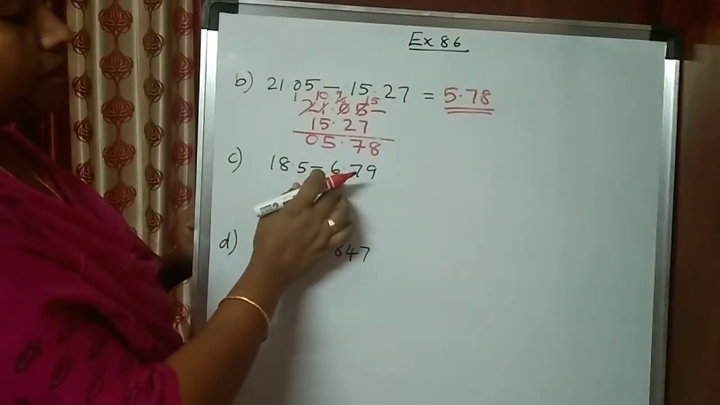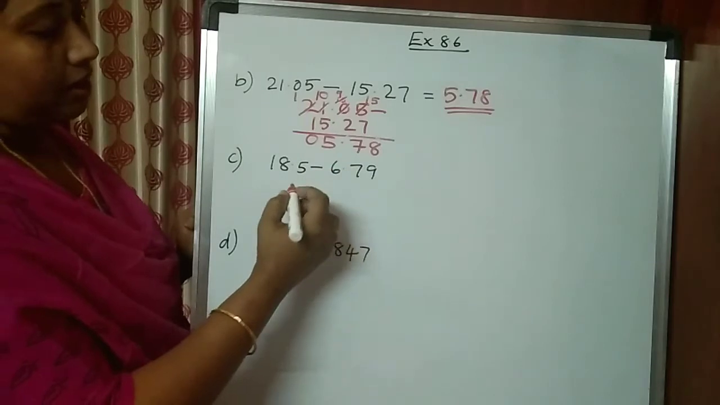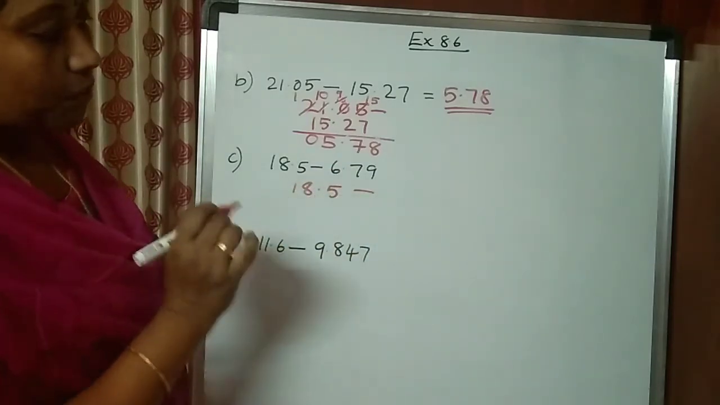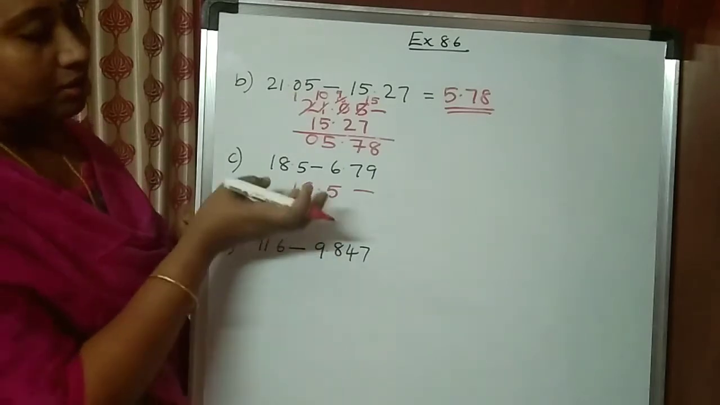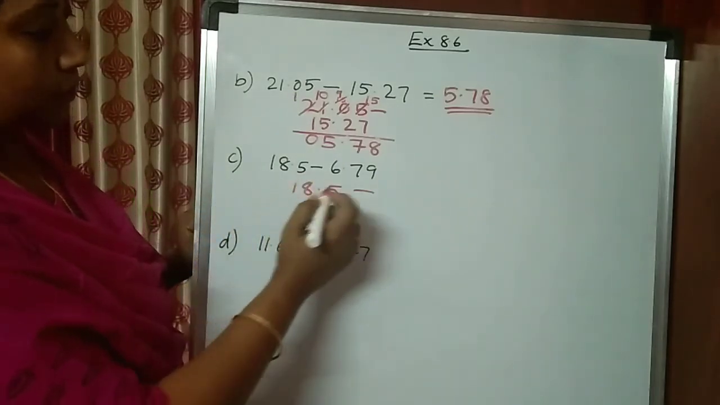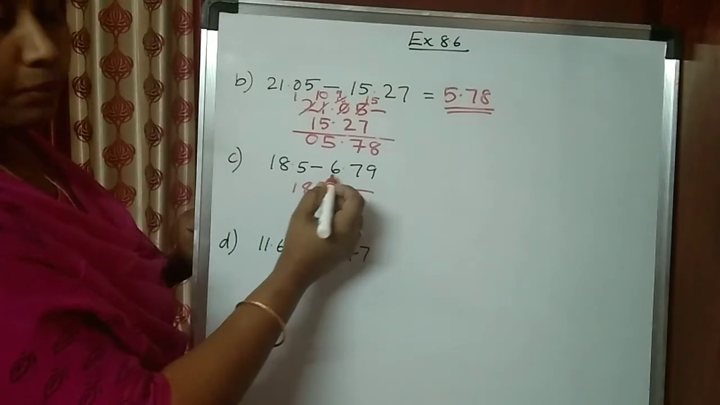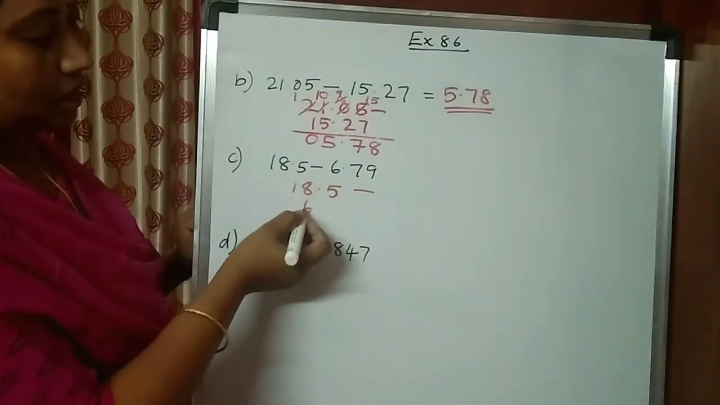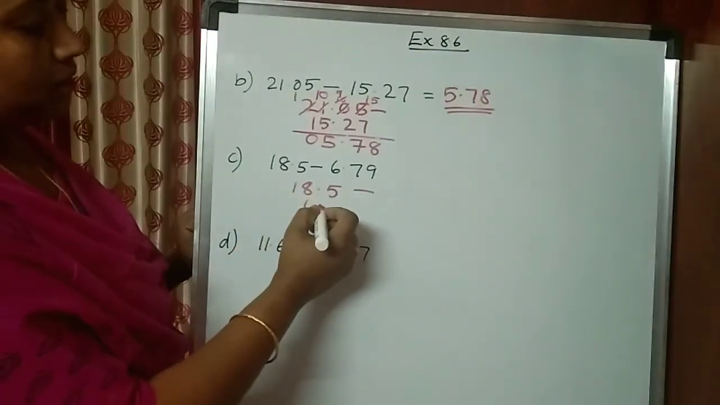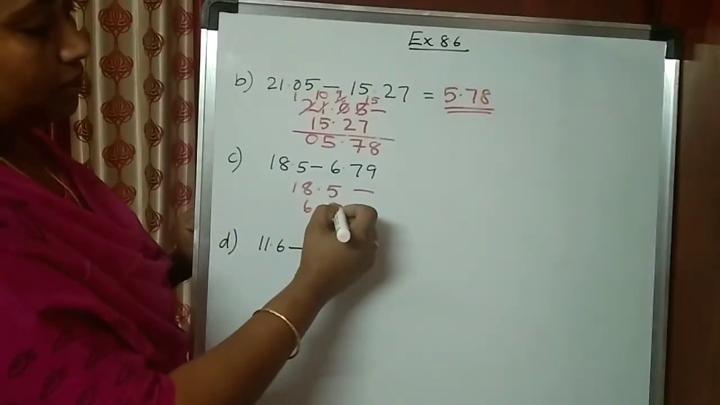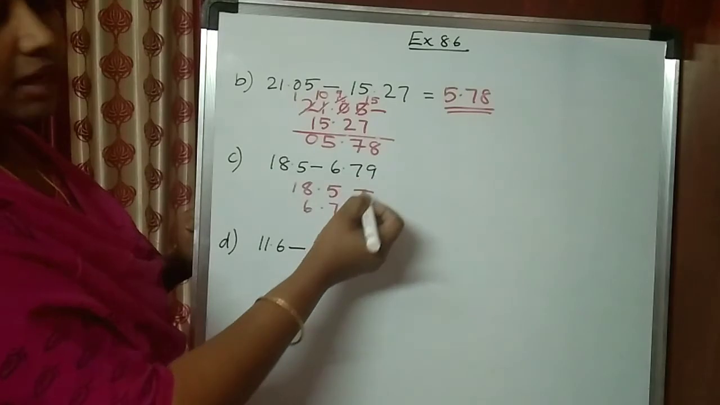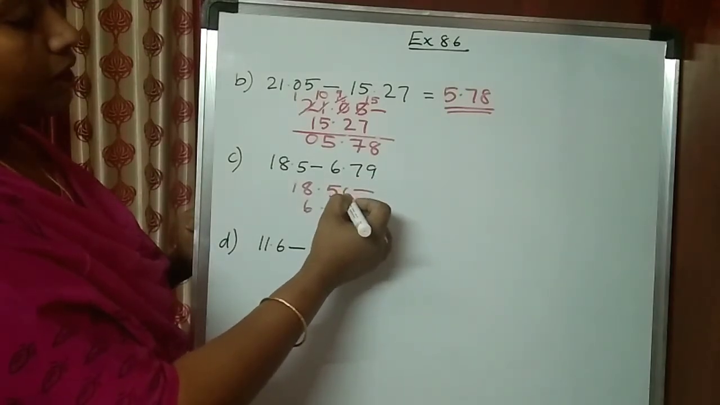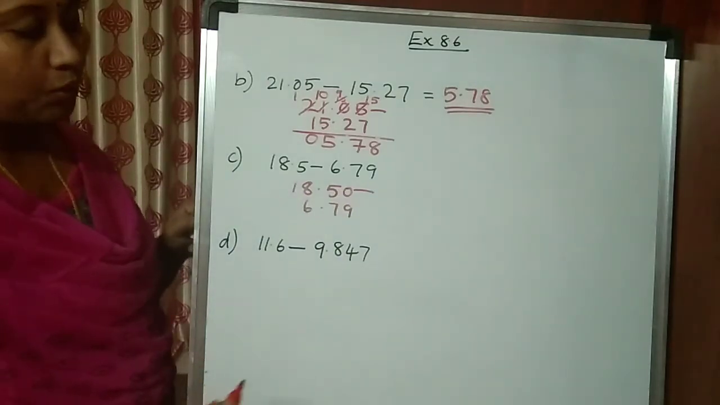Then question number C. 18.5 minus 6.79. Here also just write 18.5 minus 6.79. This arrangement, listen here, it is very important. The 6 is the whole number part, that is in ones place. So you write 6 under this 8. Dot. 7 is 1 by 10th place, 9 is 1 by 100th place here. But here there is no 1 by 100th place, so you put one 0 there.